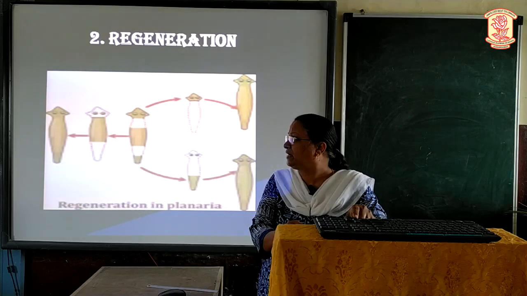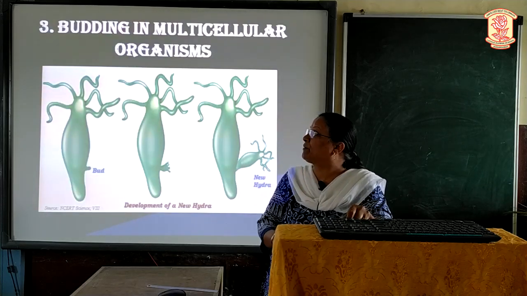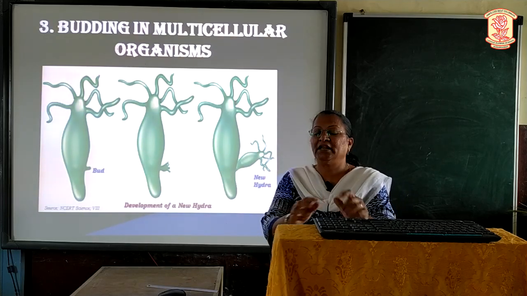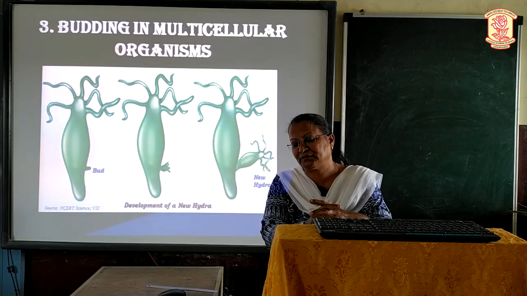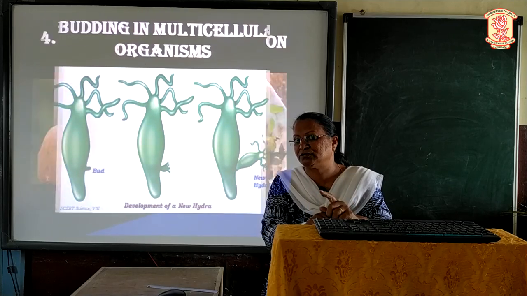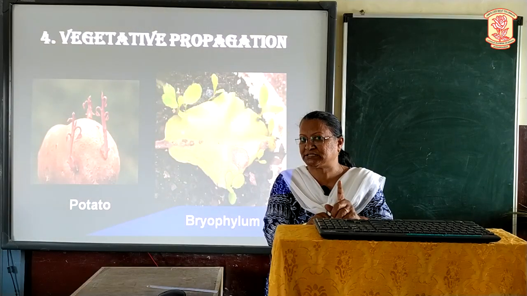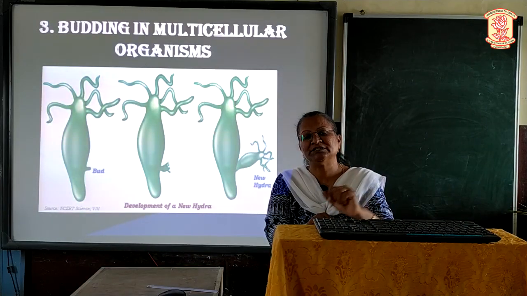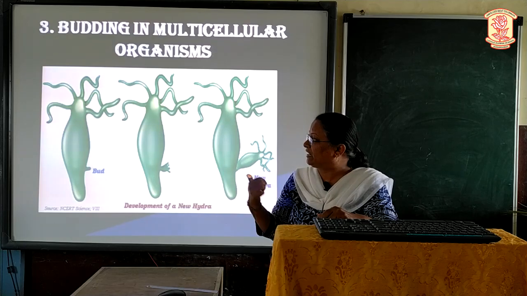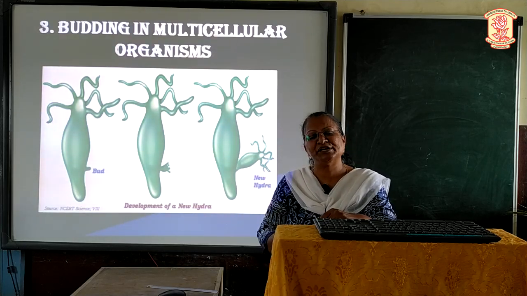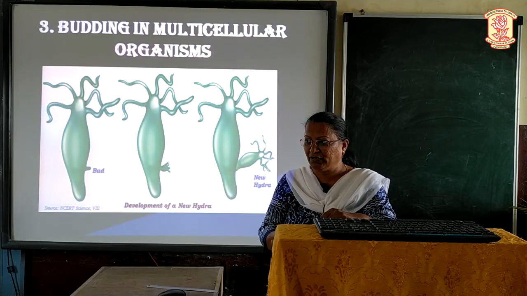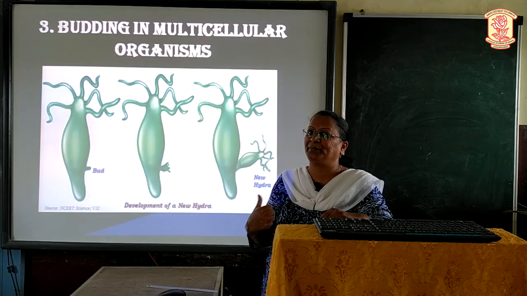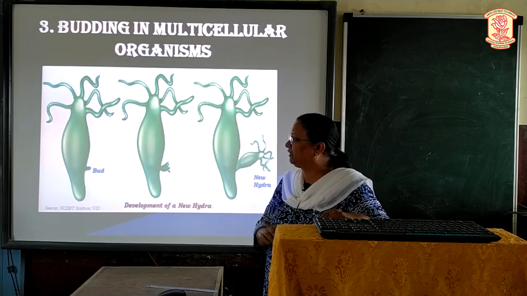Now we proceed to the next step, that is budding in multicellular organisms. We take the example of Hydra. Remember students, we had also seen budding in the case of yeast, but yeast is a unicellular organism, while Hydra is a multicellular organism. Now we will see in detail how Hydra reproduces itself by budding.